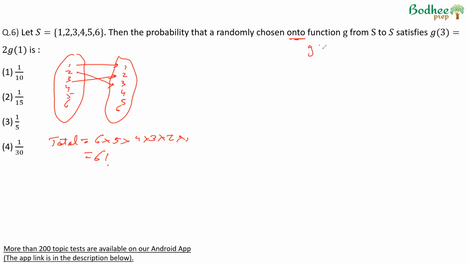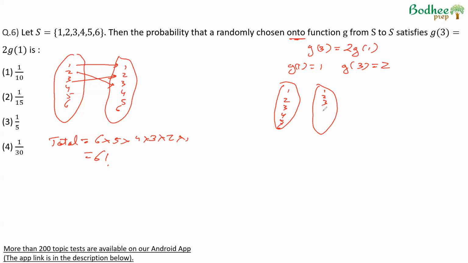It is given that g(3) is equal to 2g(1). Now, g(1) could be 1, which will give g(3) as 2. In this case, 1, 2, 3, 4, 5, 6.